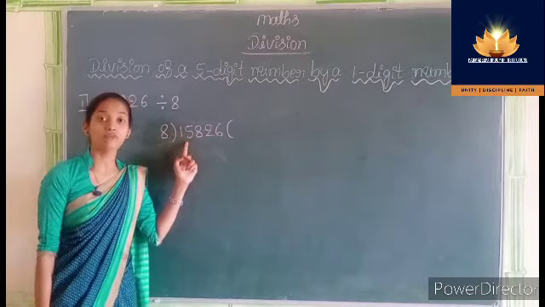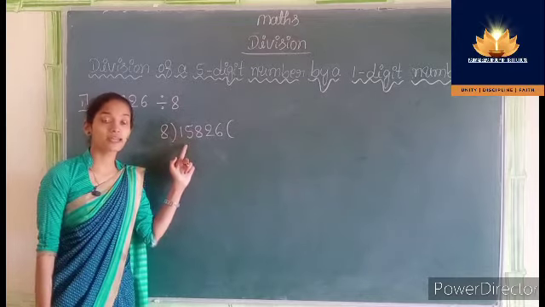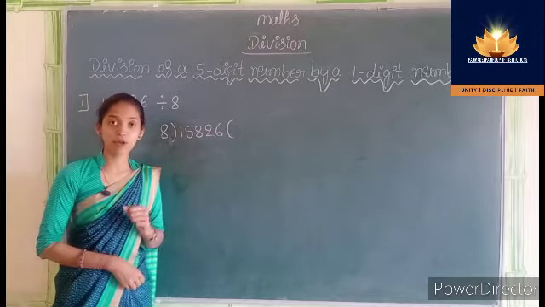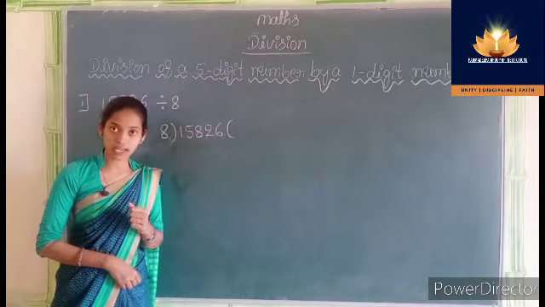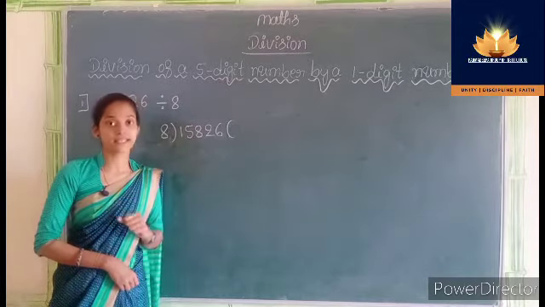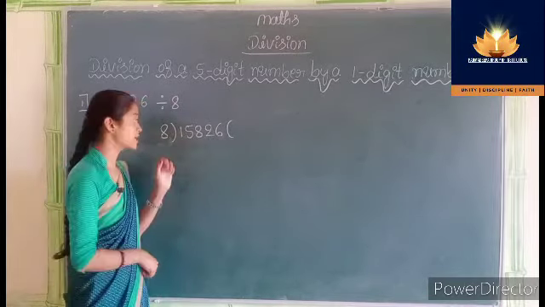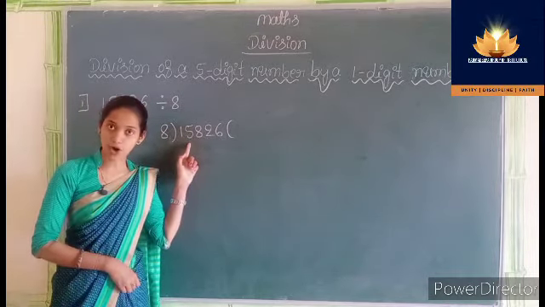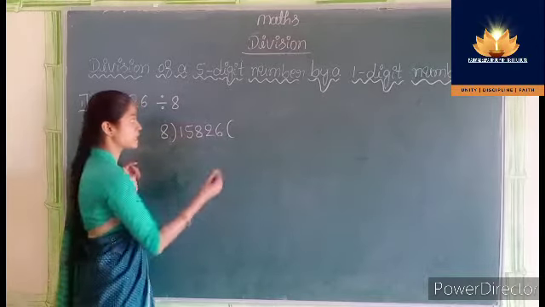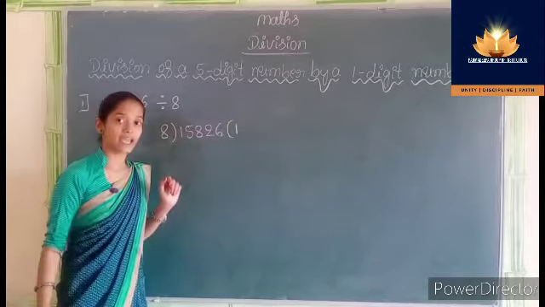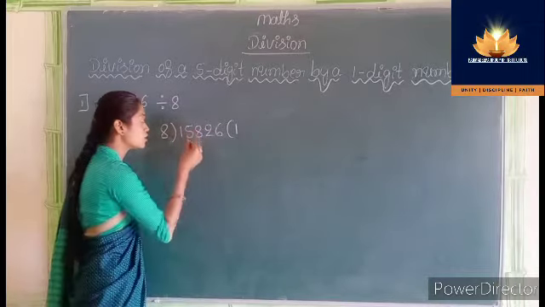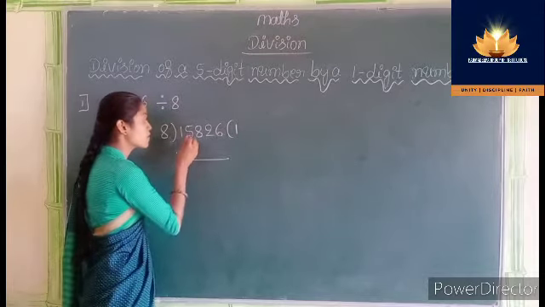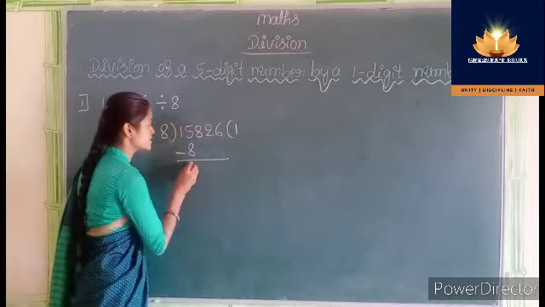Now find out which number is less than or equal to this 15 in the table of 8. Tell me the table of 8. 8 ones are 8, 8 twos are 16. 16 is greater than this 15. That's why we have to consider 8 ones are 8. 1 should be written in the quotient place. Then 8 should be written below this 15. Now subtract 8 from 15, that is 7.